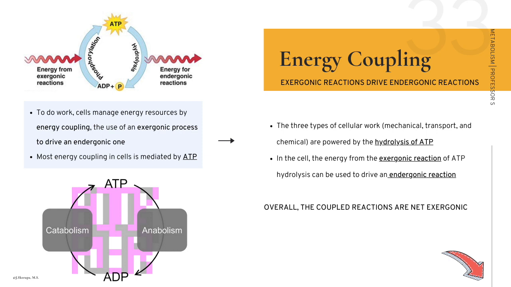Hydrolysis, water breaking. Hydrolysis of ATP is very exergonic. It releases a lot of energy. In the cell, the energy from that exergonic reaction, from the ATP hydrolysis, can be used to drive an endergonic reaction which needs energy. And overall, these coupled reactions are still net exergonic. They are still negative delta G, spontaneous and favorable.